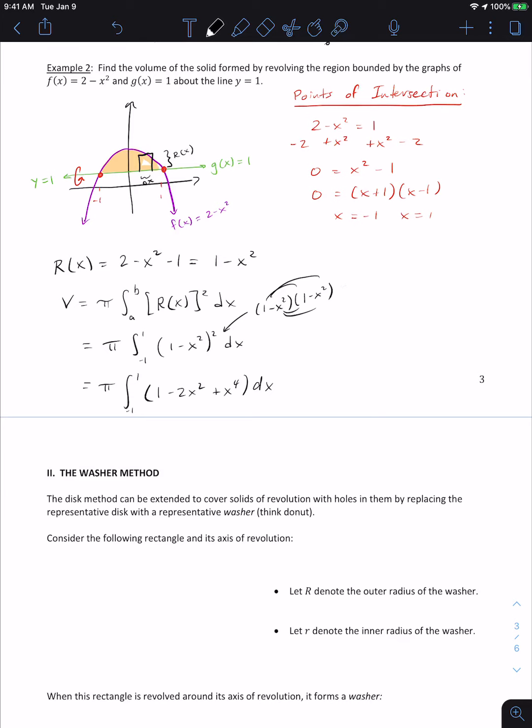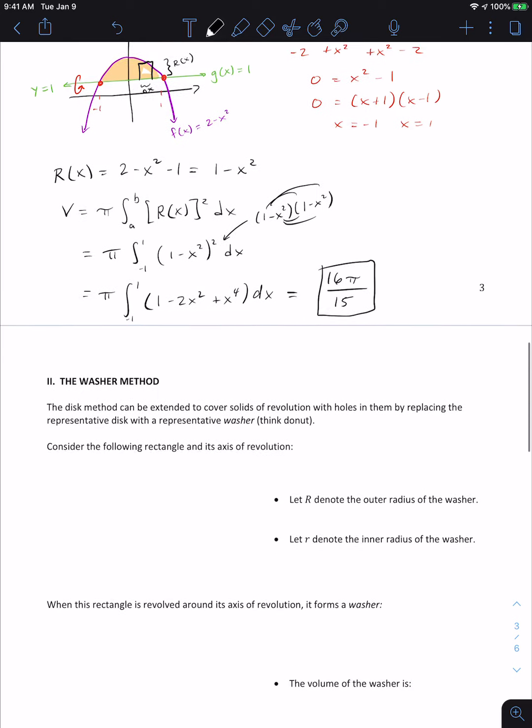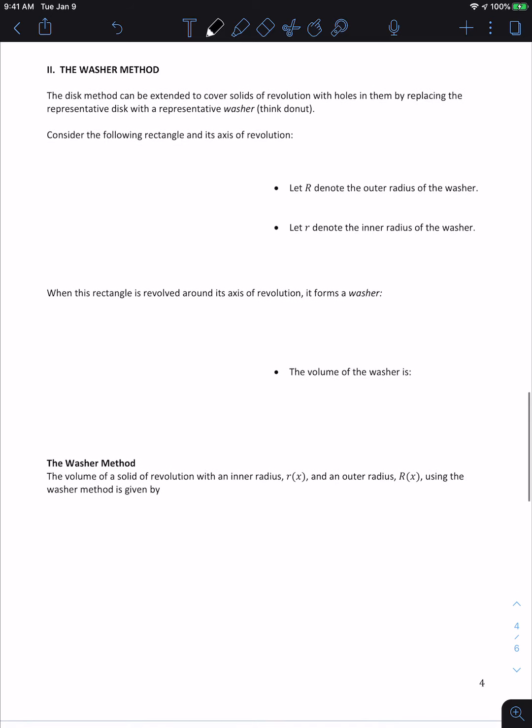Now it just becomes a matter of an integral problem, and I'll let you do that on your own, and it ends up being 16 pi over 15. Great. Okay, so now let's take a look at the washer method.